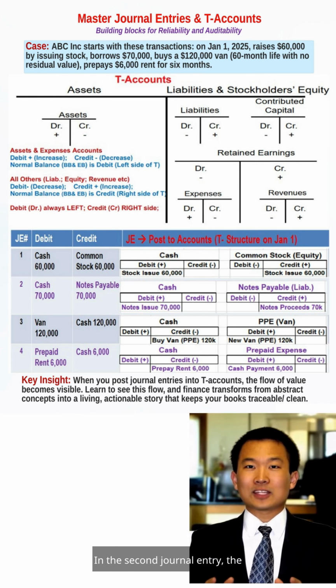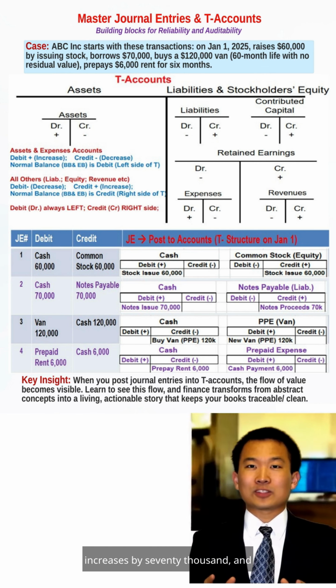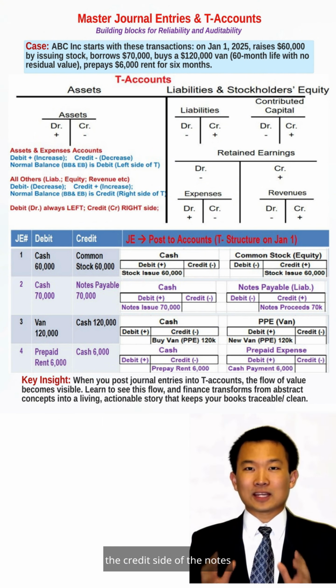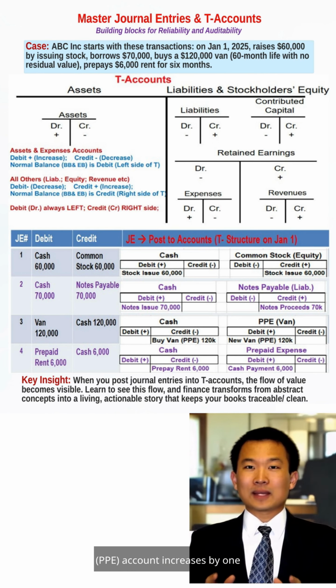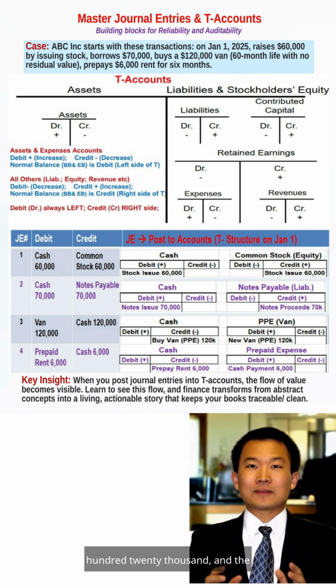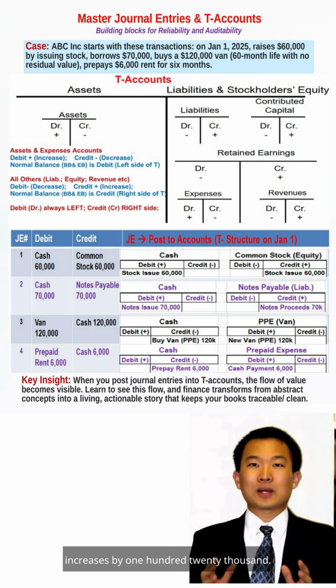In the second journal entry, the debit side of the cash account increases by $70,000, and the credit side of the notes payable account increases by $70,000. In the third journal entry, the debit side of the fixed assets, PPE, account increases by $120,000, and the credit side of the cash account increases by $120,000.